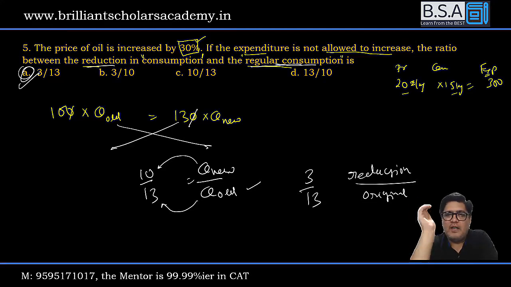Price into quantity is equal to expenditure. Keep that in mind. It's a very common example, common question. Price into quantity is equal to expenditure.